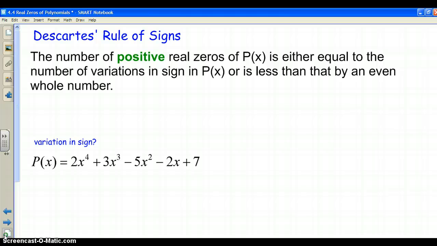The number of positive real zeros is equal to the number of variations in sign, or less than that by an even number. Okay, so what in the world is this theorem talking about? It's just kind of an obscure theorem. It was really helpful before we had calculators, before we could graph things really quickly. Now we don't really need this theorem that much, but I'm still going to make you learn it, just because it's got some neat math in there.